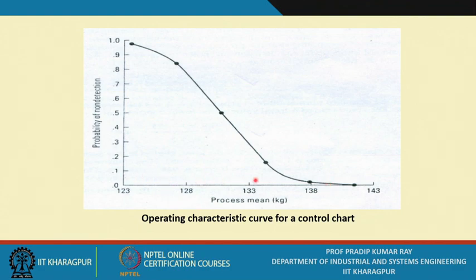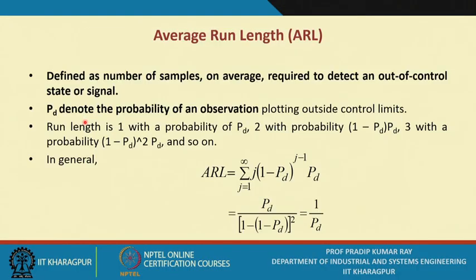If you look at this figure, what you will find is that as the shift magnitude changes, either on the positive side or on the negative side, the probability of non-detection decreases. But if the shift magnitude is very, very small, is it okay? So this is one of the characteristics of a typical Shewhart control chart. That means when the shift is small, the probability of its detection is not that high. But obviously, if the shift magnitude is substantial, the probability of non-detection comes down. Okay, so this is a typical one.